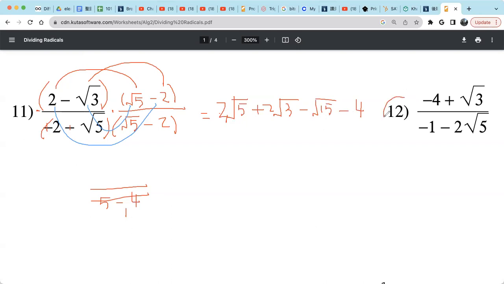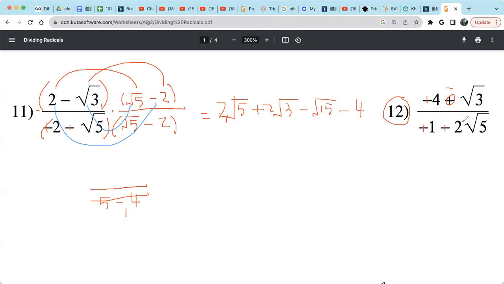Okay, why don't you practice 12 on your own? I would suggest you change this by multiplying negative 1 in the numerator and in the denominator. You basically multiply by positive 1, right? So you give a negative 1 to the numerator and negative 1 to the denominator. In that case, you change this one to be positive, you change this one to be positive, then you change this one to be negative. So this becomes 4 minus radical 3 divided by 1 plus 2 radical 5.